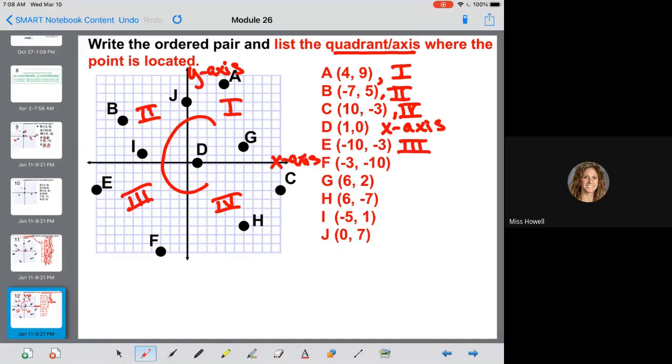All right, letter E, negative 10, negative 3, or left and down, would get us to quadrant number 3. Negative 3, negative 10 is also a left and down, which gets us to quadrant 3. 6, 2 is a right and up, which gets us to quadrant 1. 6, negative 7 for H is to the right and down, which would get us to quadrant 4. Negative 5, 1 is to the left and up, which gets us in quadrant 2. And 0, 7, again, is not in a quadrant, it's on an axis, and more specifically, in this case, the y-axis.